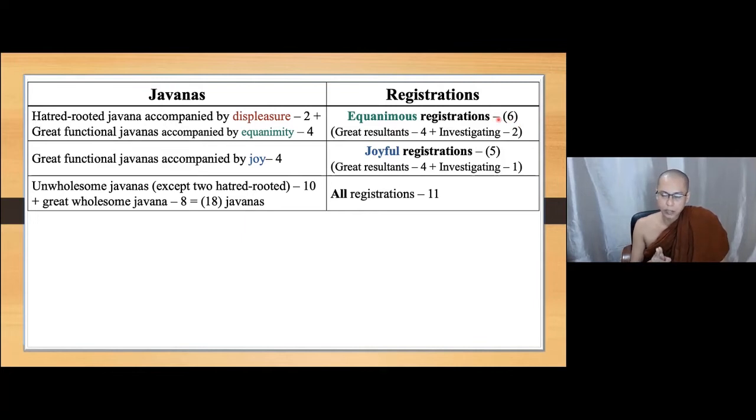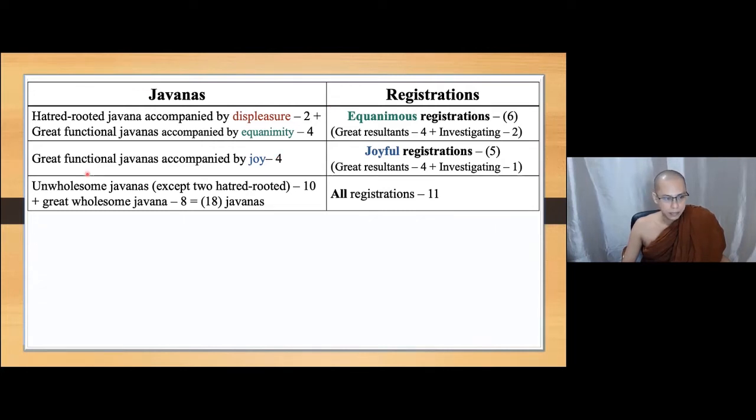So two investigating consciousness accompanied by equanimity, and also the great resultant consciousness accompanied by equanimity. They are the six registration consciousness accompanied by equanimity. This follows the equanimity Javana of the Arahat, and also displeasure, which refers to the ordinary person, or Puthujana, and the trainee Sekha. So we can say here, the first group, six types of Javana, can be followed by six types of registration accompanied by equanimity.